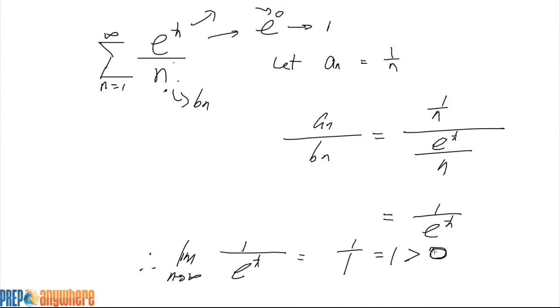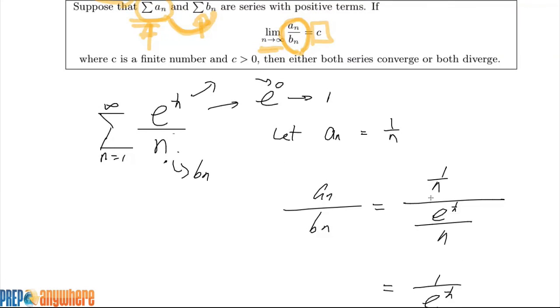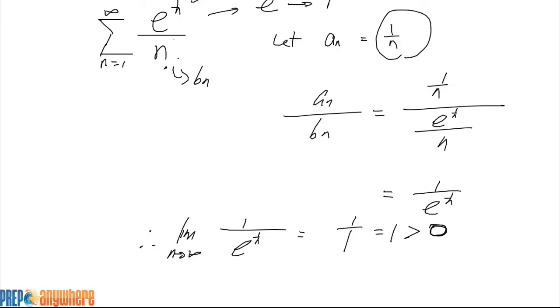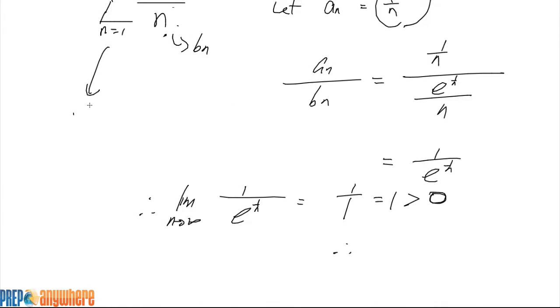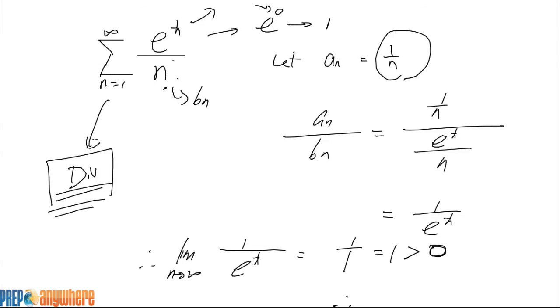So what's the conclusion? They're both diverging. Good. Because we know that this is the harmonic series, therefore we can say that right there is diverging. Say diverging by the limit comparison theorem.